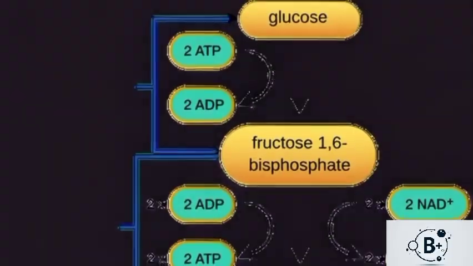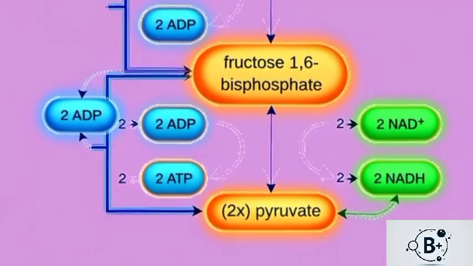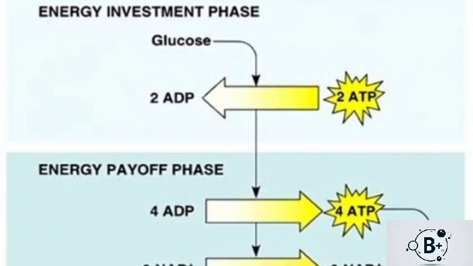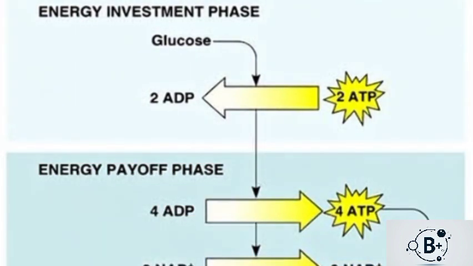How glycolysis works. In simple steps, glycolysis has 10 steps, divided into 2 phases. Phase 1, energy investment. The cell spends 2 ATP to modify glucose and split it into 2 identical 3-carbon molecules.